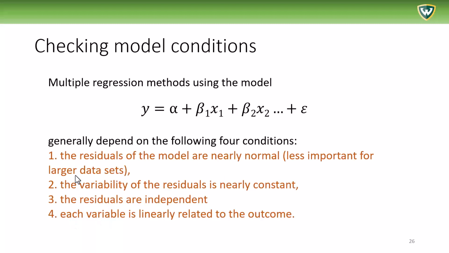One, the residuals of the model are nearly normal. This is less important for larger data sets, but generally it's good to have. Number two, the variability of the residuals is constant. So there's not that much variation in the residuals across different values of the data. The residuals are independent, and they're not dependent on some other kind of value or variable in the data set. And each variable is linearly related to the outcome.